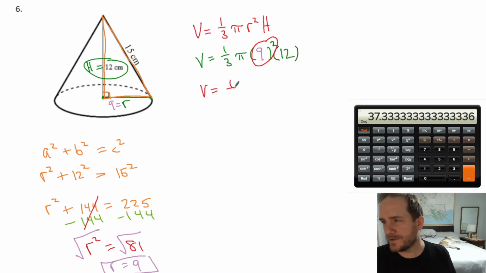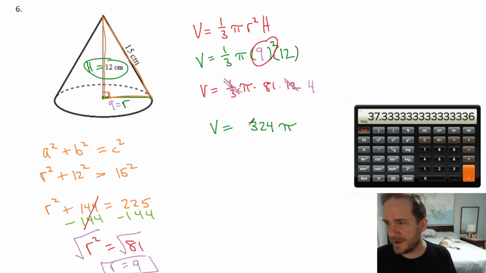So this thing will be a third times pi times 81 times 12. Now again, you could multiply everything together and then divide by a third, but I'm actually going to just go ahead and divide the 12 by 3 right now. That'll leave me with 4. So all I need to do to get my final answer is multiply the 81 by 4. That'll be 324 times pi, so 324 pi.